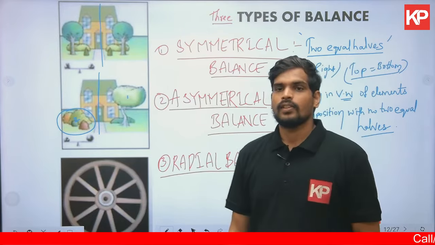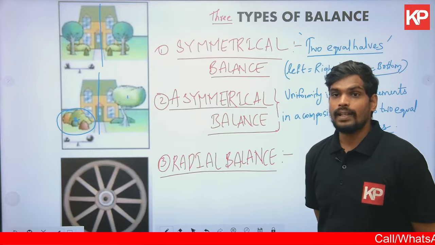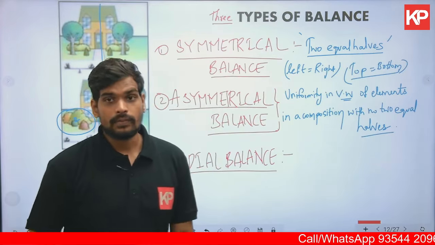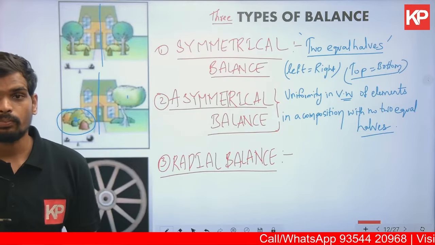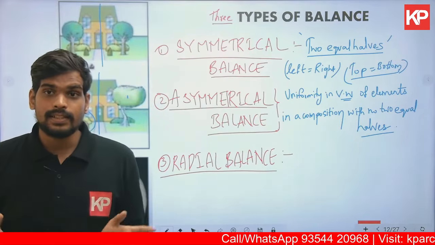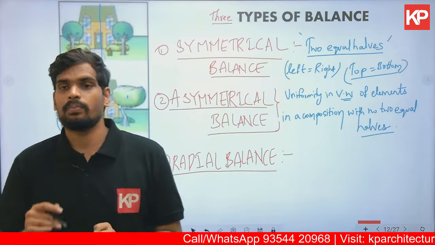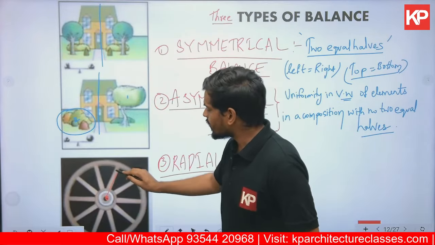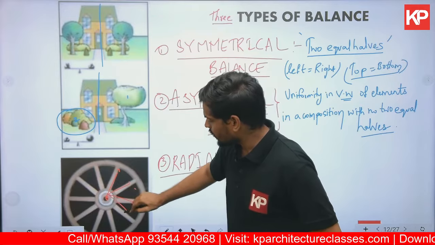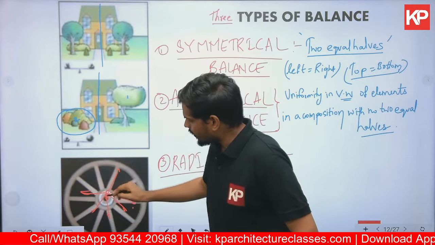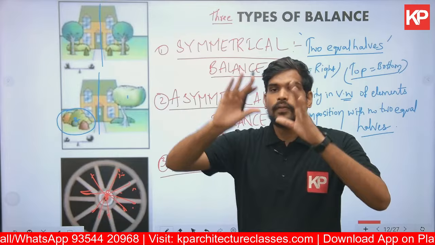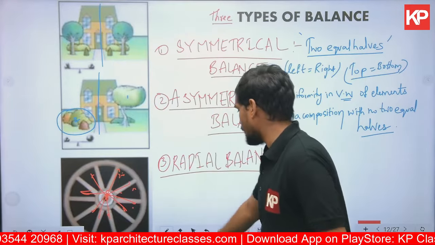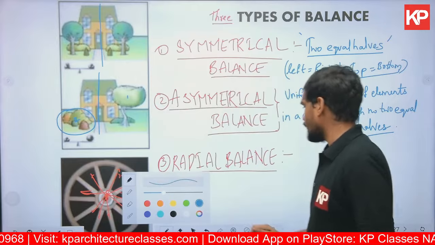Radial balance is the third type of balance where there is uniformity in the distribution of visual weight of the elements about a center point. There is uniformity of the elements in the design, but about a center point. If you look into this picture, there is a center point, and all the elements are radially distributed about this center. So this is called radial distribution. So if there is uniformity of visual weight of the elements about a center point, that is called radial balance. So make a note on the definition of what is radial balance.